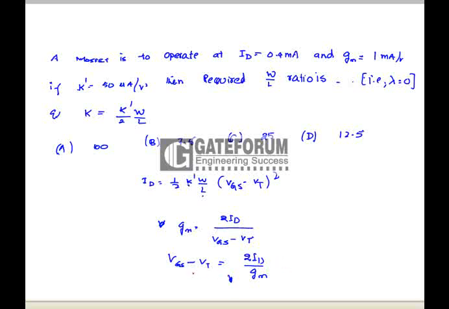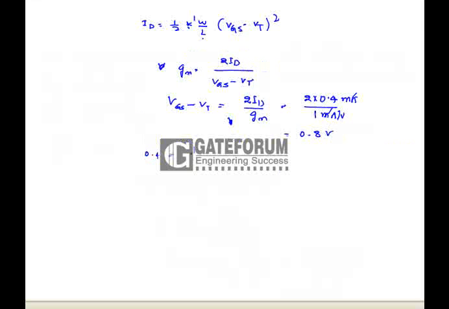Which is 2 into 0.4 divided by 1 milliamp. The milliamps get cancelled. So 0.8 volts is VGS minus VT. So 0.4 milliamps is equal to 1 by 2 into 50 into 10 power minus 6 into W by L into 0.8 square. If we solve this expression, we will get the W by L ratio, that is the aspect ratio, as nothing but 25. That is option C is correct.